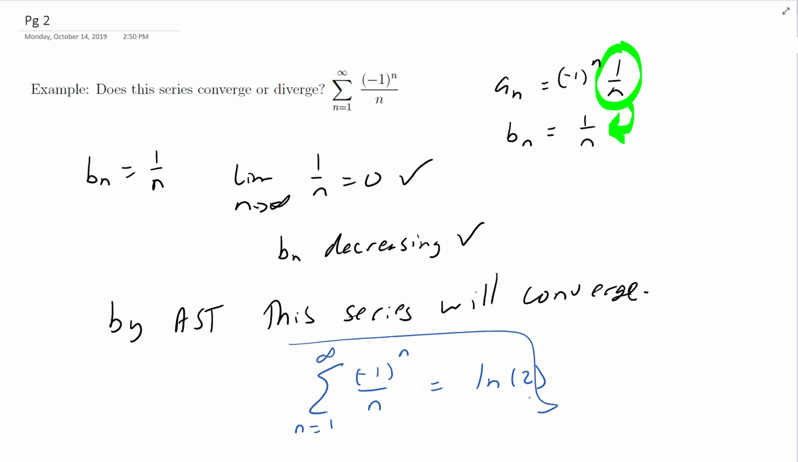This is just extra information if you're just sort of curious about it. We don't really have the way of finding that out as of right now. And so here we have a series. It converges by the alternating series test.